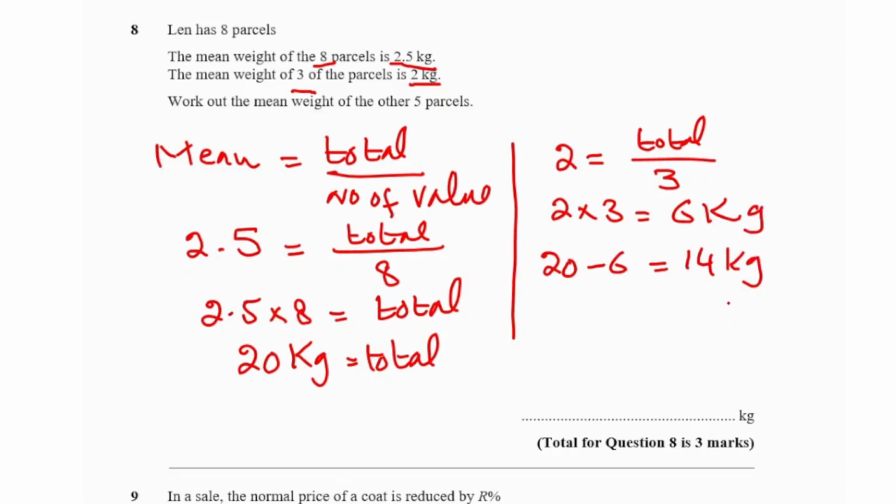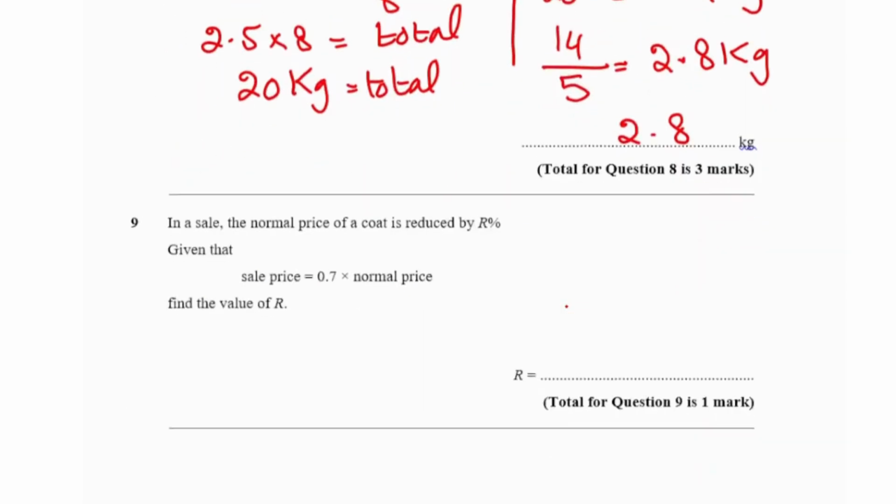So this is the weight of 5 parcels now, because this is 3 parcels here and this is the total. So we're going to do 14, the total, divided by 5. So we're going to do quick division here. 5 goes into 14 is 2, remainder is 4. So we will get over here 2.8 kg. So we're going to write down in the final answer 2.8 kg, which is our mean weight of the 5 parcels. Okay, let's move on to the next one now.